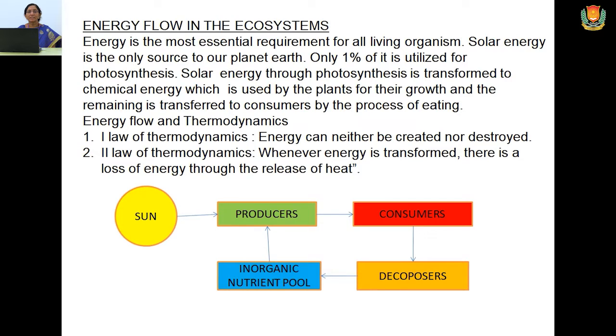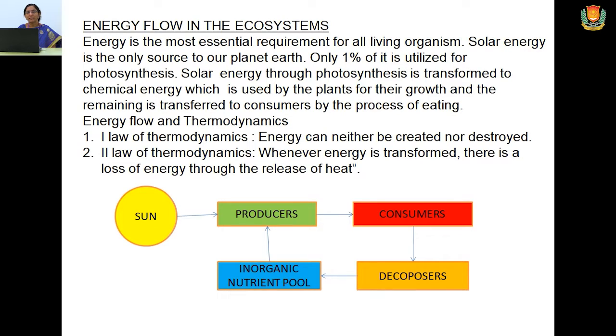So students, you can see that there is an energy flow, and energy is neither created nor destroyed, but it is only lost in the form of heat from every step to another trophic level.